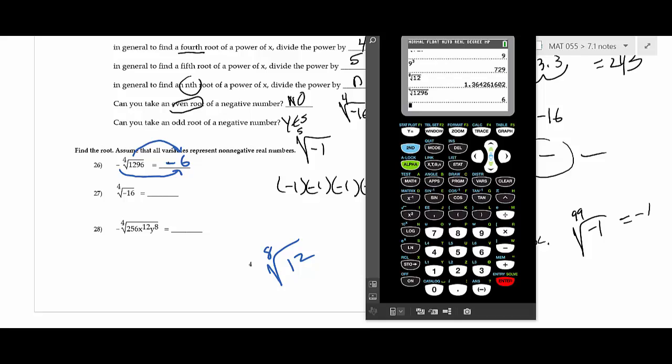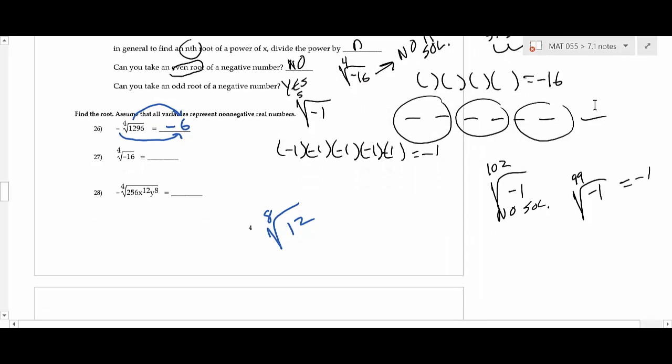Now if you're using a different calculator and you don't know how to do that, just let me know and I can help you figure it out. Okay, next problem. What's the answer to this one? No real solution. How come? Because you have an even root of a negative number. You can't have that.